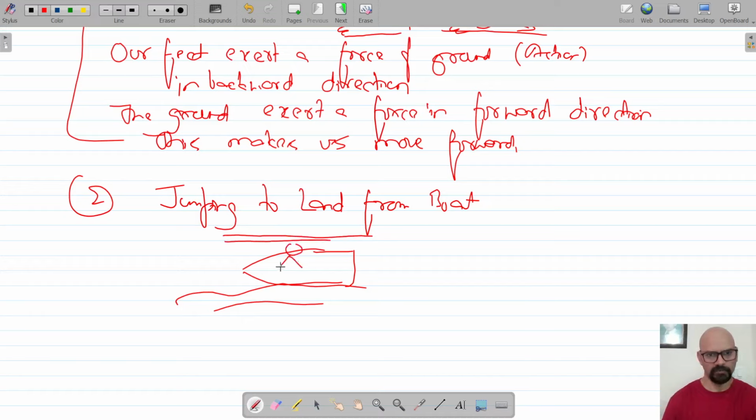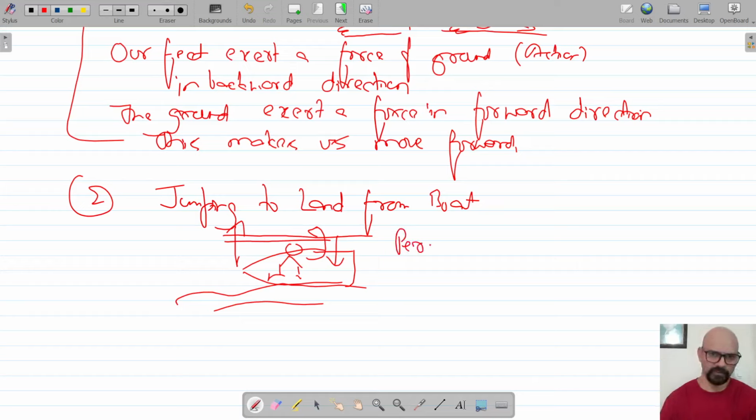So a person is about to jump from here. When a sailor jumps from the boat to the land, he exerts a force on the boat in the backward direction, and the boat gives an equal and opposite force in the forward direction. This makes the person get out of the boat.